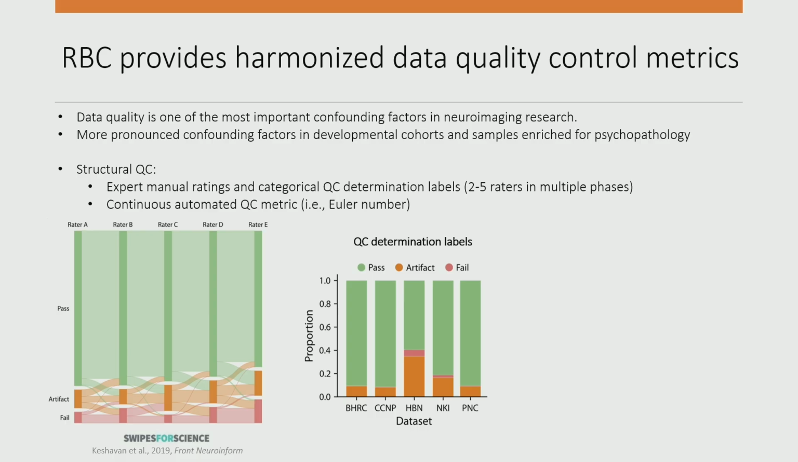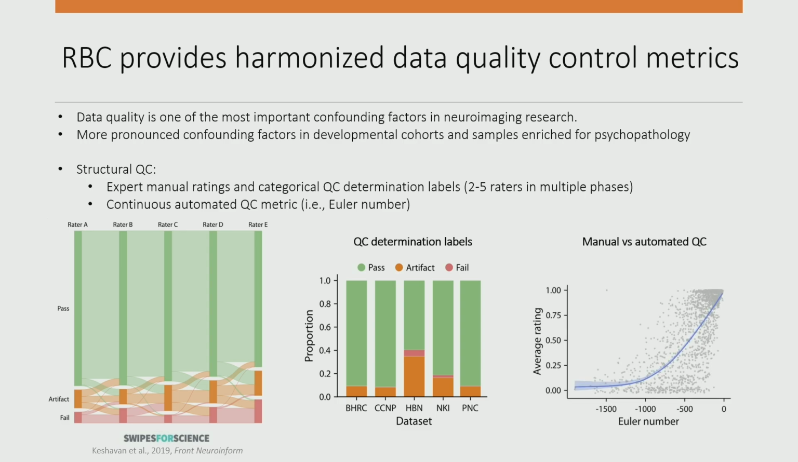You can see that the QC varied across the different cohorts. HBN, the Healthy Brain Network, is a sample that's enriched for clinical psychopathology. Unsurprisingly, they had worse QC. And again, you can see if you plot the average rating from the manual ratings versus the automatic rating from the Euler number, you have this expected relationship.